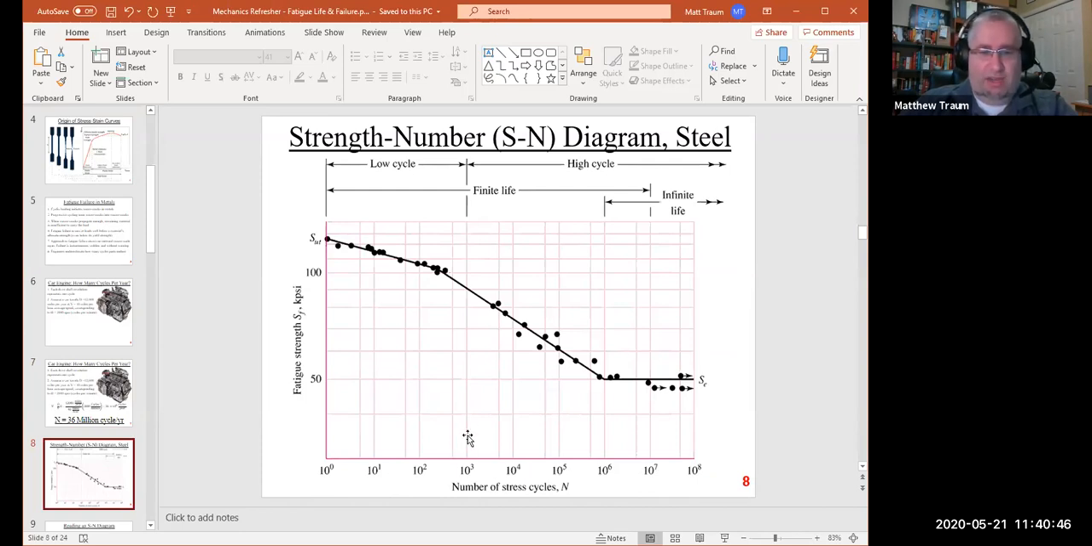second. This is 1 times 10 to the third. This is 5 times 10 to the fourth. 5 times 10 to the third, 1 times 10 to the fourth, 5 times 10 to the fourth, 1 times 10 to the fifth, and so on. So that's how to read this.